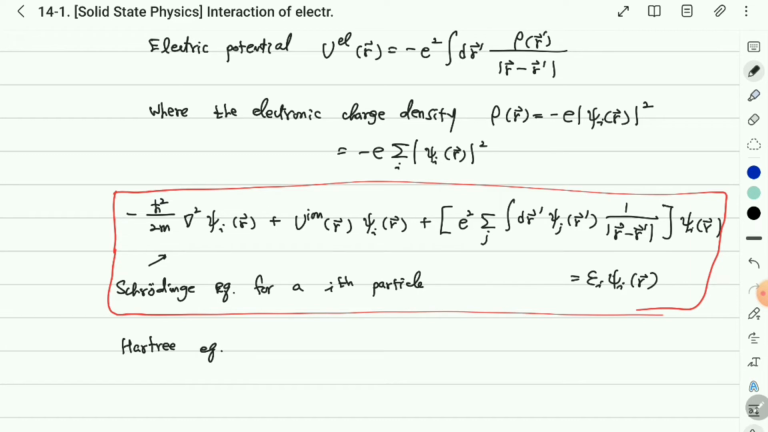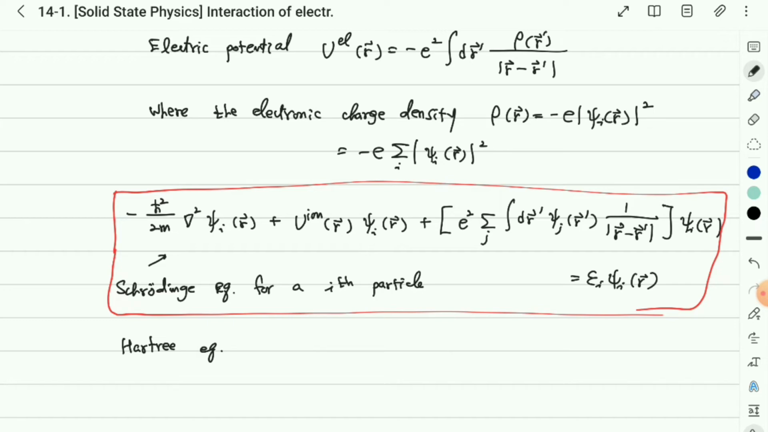Then we should think that this equation shows that for the ith particle wave function, the eigenvalue is for the ith particle, and the wave function is the ith particle ground state. But here the interaction is from the other particles at the j state, at the r prime state. Therefore the interaction term includes the wave function also, and we cannot solve this equation exactly because we do not know the exact form of the wave function. In this case we call it a self-consistent equation. A self-consistent equation cannot be solved analytically, but should be solved numerically.